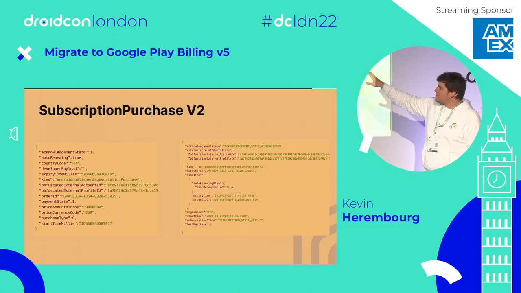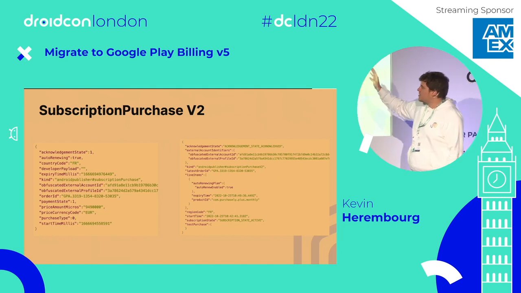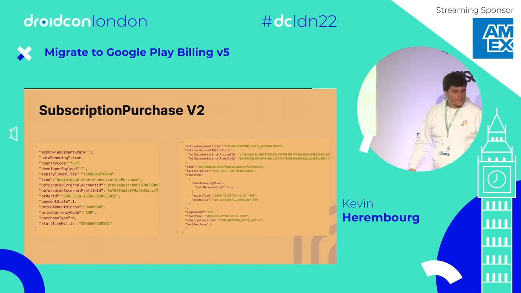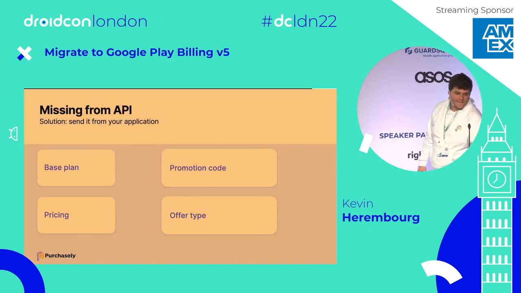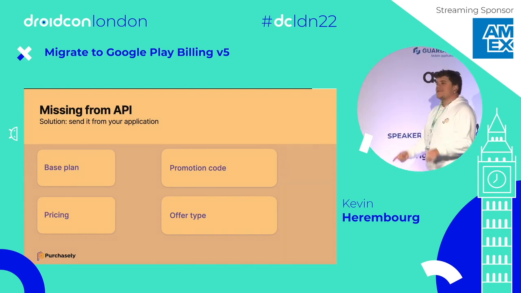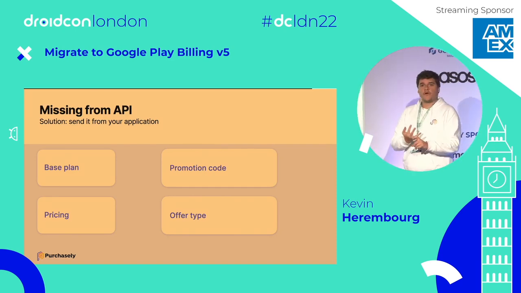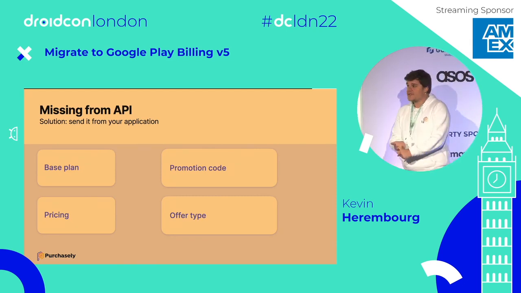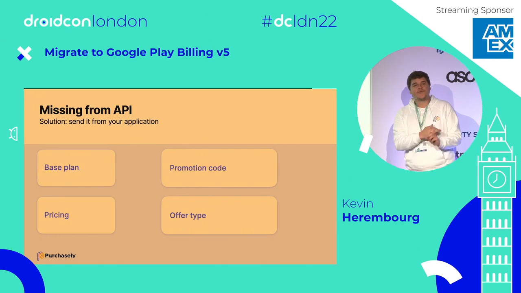They revamped it and changed the names. You find the same information. Basically, they didn't change the name of everything, but as you can see, it's almost look-alike. But there is a very important part missing, which is the base plan that the user chose, the offer that it chose. Maybe it used a promotion code to enjoy this offer, because, you know, in Google, you can create promotion codes for your users. And the pricing.